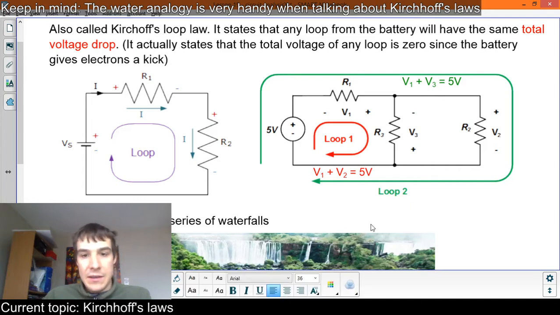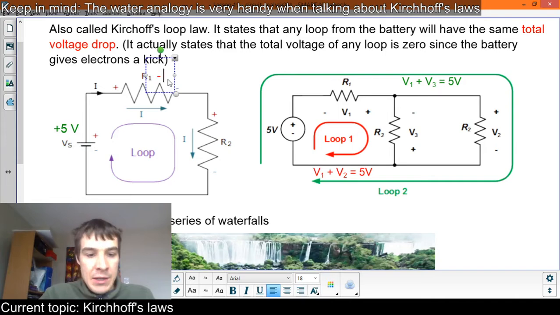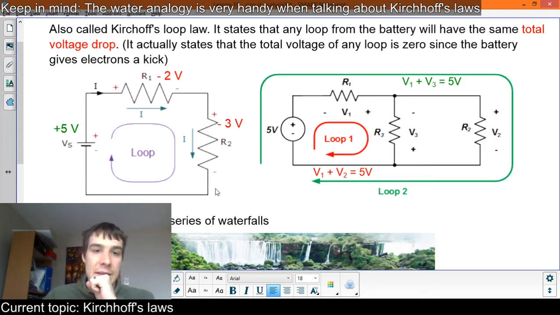So maybe, let's actually do something here. Let's say this battery is plus 5 volts, right? It means that on the way back down, this might be minus 2 volts, and this would have to be minus 3 volts, kind of thing, to match back up with 5 volts, because it has to come back to the same place, and you can't just get energy for free. And this is true everywhere. Every loop must have this.